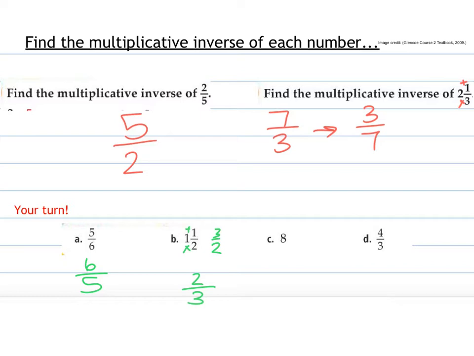If we have a whole number, first we need to write that as a fraction. Well, all whole numbers are written over 1. Then we would flip it to be 1 over 8. 4/3, the multiplicative inverse of that would be to flip it to become 3/4.